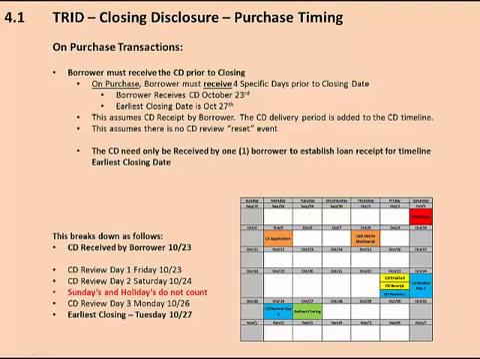Please reference the calendar provided on this slide to familiarize yourself with this best case example. In this example, a CD was provided to and documented receipt by the borrower on Friday, October 23rd. The earliest possible closing date would be Tuesday, October 27th. This assumes that there were no reset events. You need only to establish receipt of the CD by one borrower on the transaction for timeline purposes.